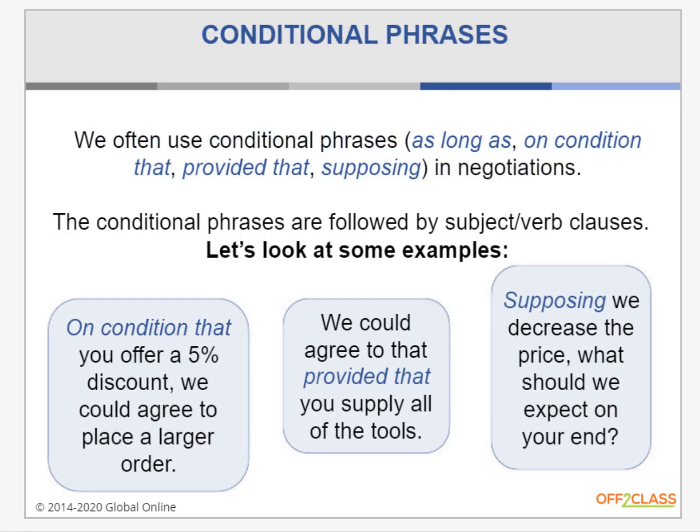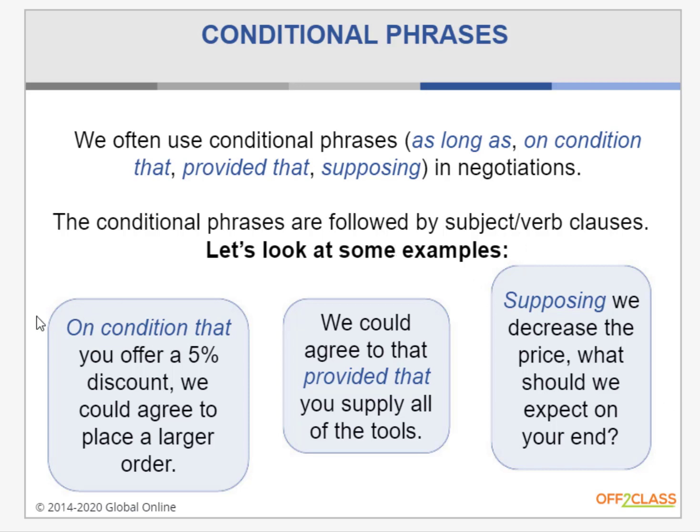Okay, I just want to show one more thing before we go to the homework, which is conditional phrases. We often use conditional phrases such as long as, on condition that, provided that, and supposing in negotiation, right? So a conditional phrase means that one thing is true as long as another thing is true, right? So conditional phrases are followed by subject-verb clauses.